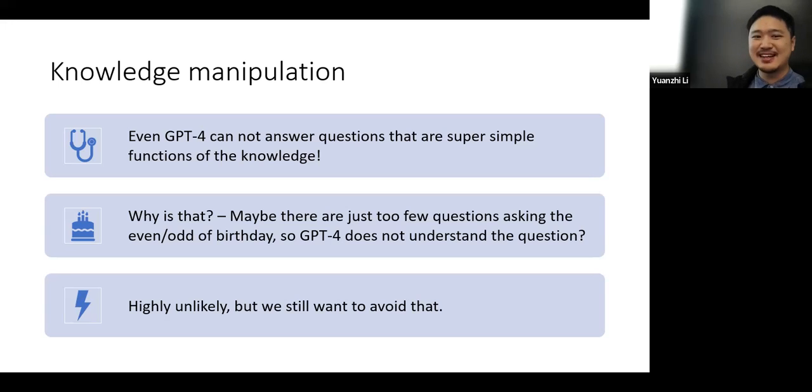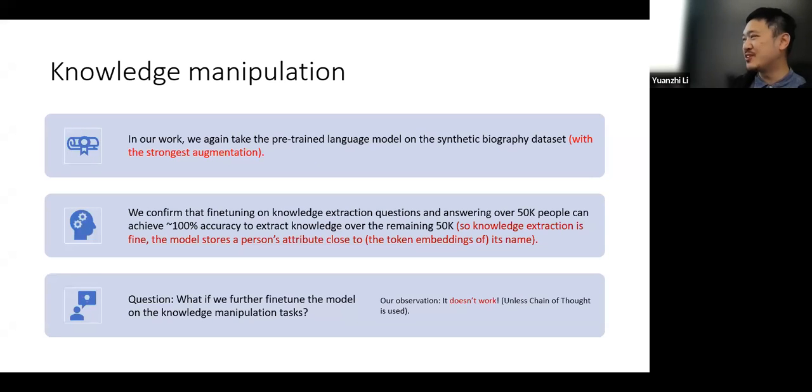And why is that? Is this even or odd birthday question just too out of distribution, so GPT-4 didn't see any such question at all, or is there a fundamental difficulty? So we still use our synthetic data to try to understand this question. We take the pre-trained language model on the biography data with the strongest possible augmentation, which is diversity plus permutation plus full name. With this augmentation, we know that if we fine-tune on just answering the questions, it has 100% accuracy or almost 100% accuracy.